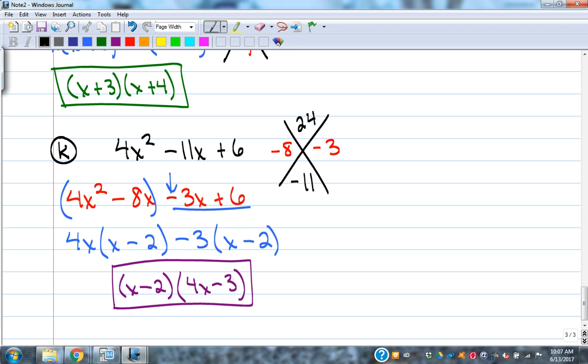So that's the grouping method, and this is the kind of problem that the guess and check method really started to get long on, because how many different ways are there to multiply to be 4x squared? You could have 4x times 1x, or you could have 2x and 2x. So there's two different ways to get 4x squared. And then how many ways are there to get 6? There's negative 3 times negative 2. There's positive 3 times positive 2. There's positive 6 times positive 1.